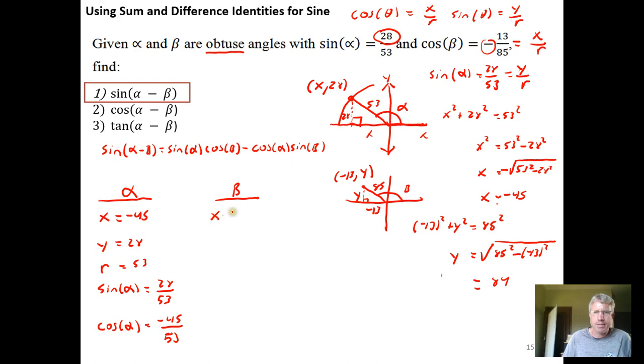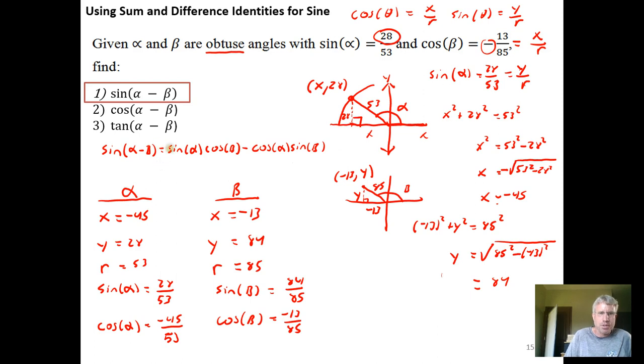We know that x is equal to negative 13. We got that from the side ratio. We calculated the value of y to be 84, and the radius is 85 units, which means we can calculate the sine of beta, because it's just the ratio y-coordinate over the radius, and we can calculate the cosine of beta, which is just the x-coordinate over the radius. And then those can be substituted in here. I didn't leave myself much room to do that substitution, so I'll give myself a little more room.